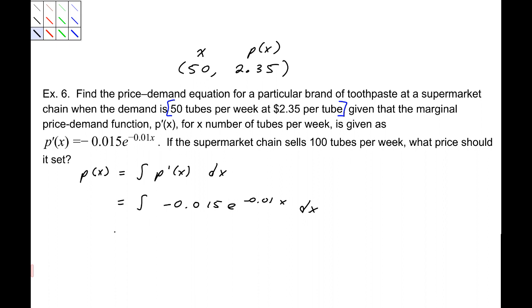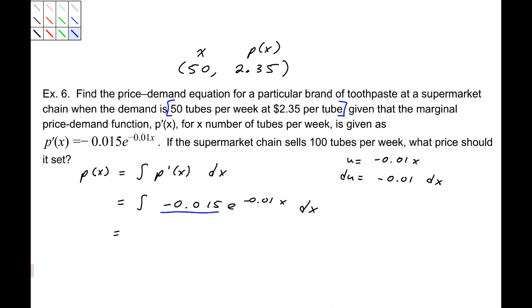All right, now to find the integral of that, we're going to have to use u substitution. So u, I'm going to go ahead and use negative 0.01x. So that du is negative 0.01 dx. If you notice, we have a number out here, negative 0.015, a constant there. Now, what we need to do, though, is adjust this to make sure that we have this.